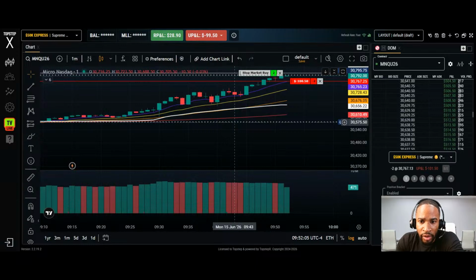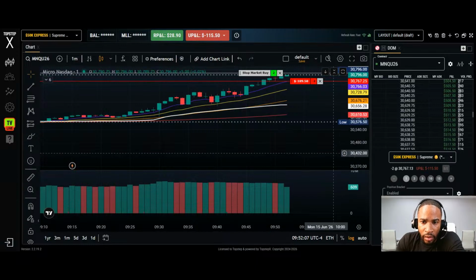Tight stop loss in place. I'm down about $100 right now on this trade. Down about $100.